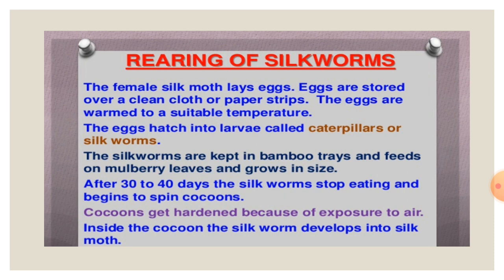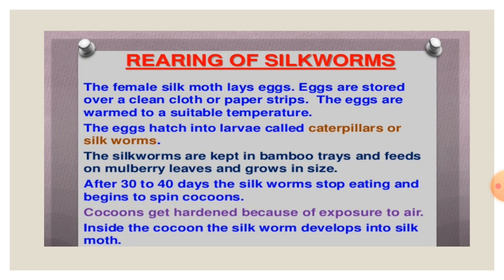Not naturally but manually we are doing all this. So these eggs are collected and stored over a clean cloth or paper strips. Now these eggs are warmed to a suitable temperature. As you know, for hatching of eggs, warmth is required. So we give the warmth manually, and then the eggs hatch into larvae called the caterpillars or the silkworms.